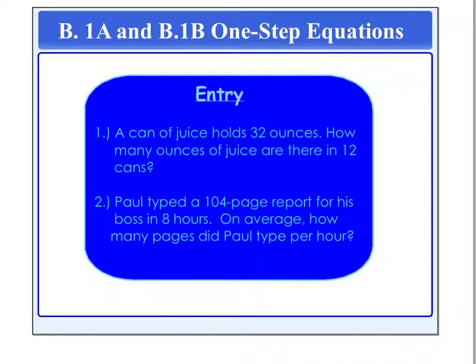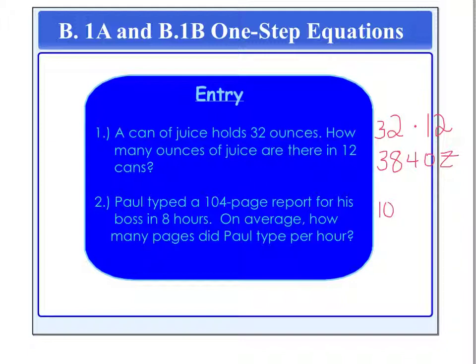To start out class, we had an entry that asked us to figure out if 1 can of juice can hold 32 ounces, how many ounces are there in 12 cans? So what we would have to do is take the 32 ounces from 1 can and multiply it by 12 cans. When you do 32 times 12, you get 384 ounces.